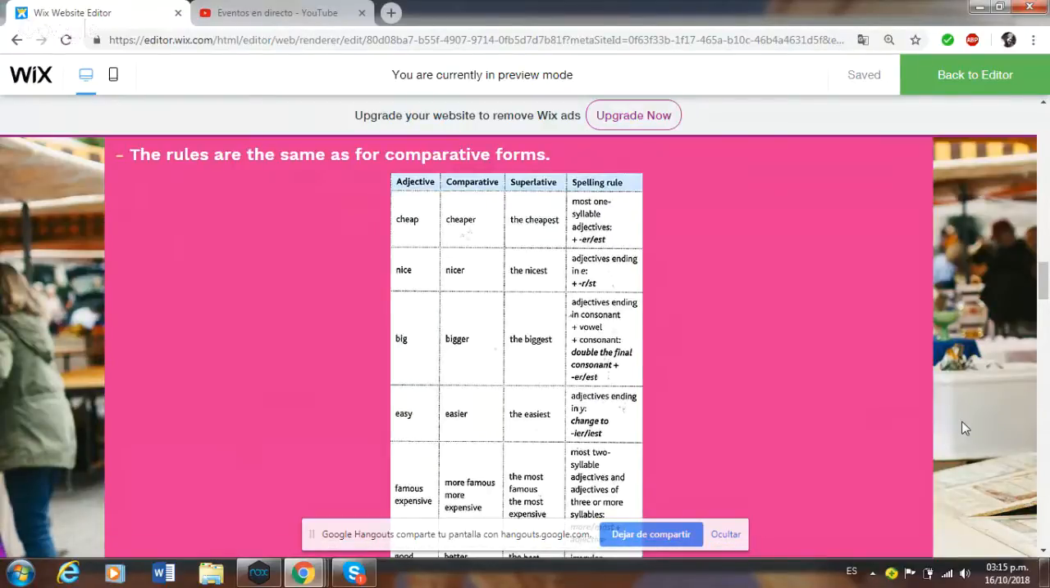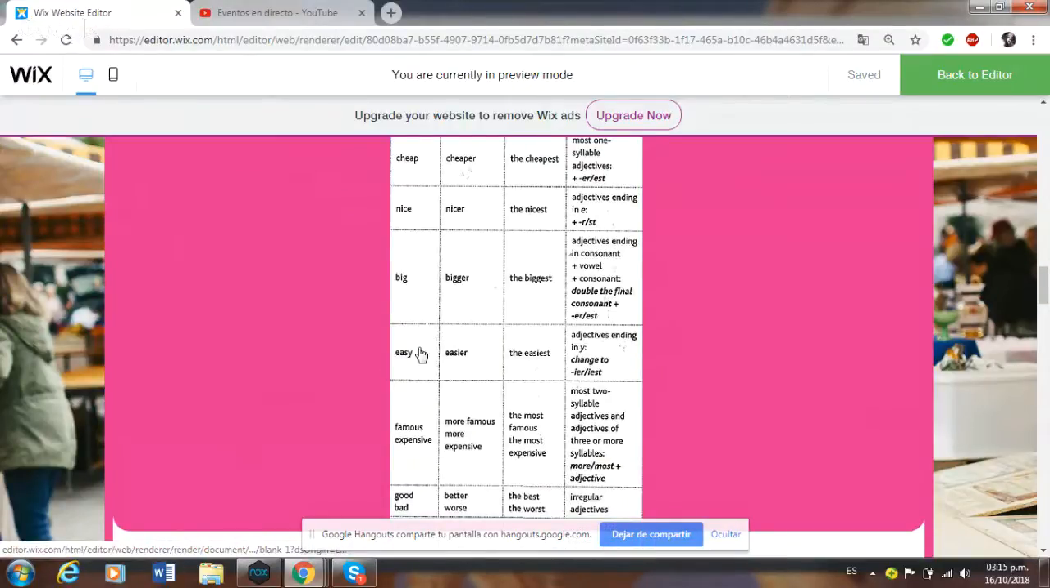Then easy. The next, easy. As you can see, easy. What happened here? As you can see, the word ends with Y, consonant Y. In this case, remember that we change the consonant Y for IER, okay? To create the comparative form. Then we pronounce easier, easier, okay? We change the Y, okay? Don't forget that, please. Very important to remember.